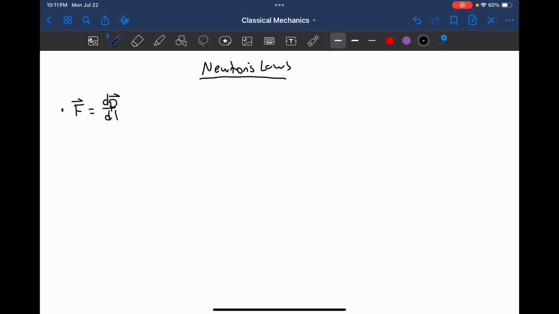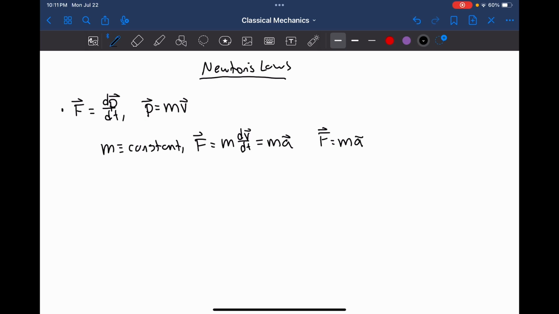particle's momentum with respect to time, where the momentum is equal to the particle's mass times its velocity. Of course, if mass is constant, then the force is equal to mass times the derivative of velocity with respect to time, because the mass comes out of the derivative, which is equal to ma. And so we get the familiar F equals ma equation that you remember from intro physics.